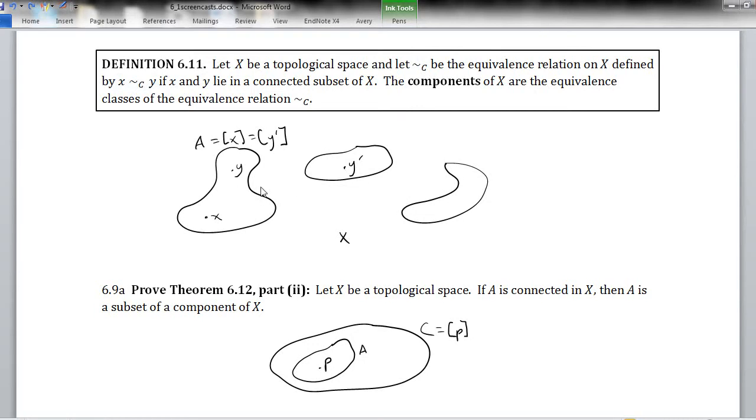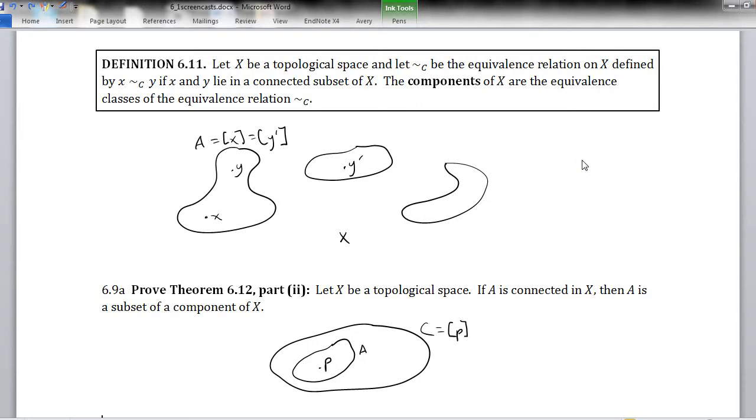So in my picture here, X has these three pieces, and the point X will be equivalent to point Y because there's this connected subset A of X which contains both X and Y. But X would not be equivalent to Y prime because there's no connected subset of X that contains both. And similarly, Y would not be equivalent to Y prime.